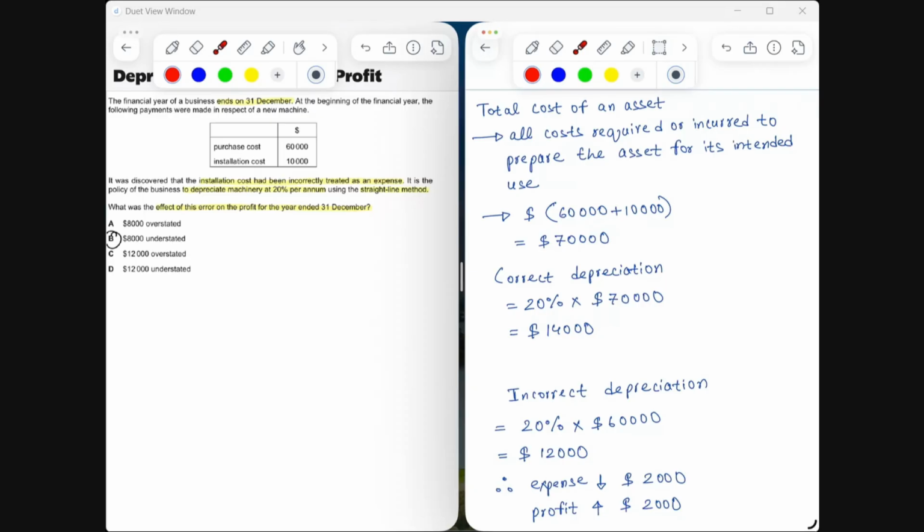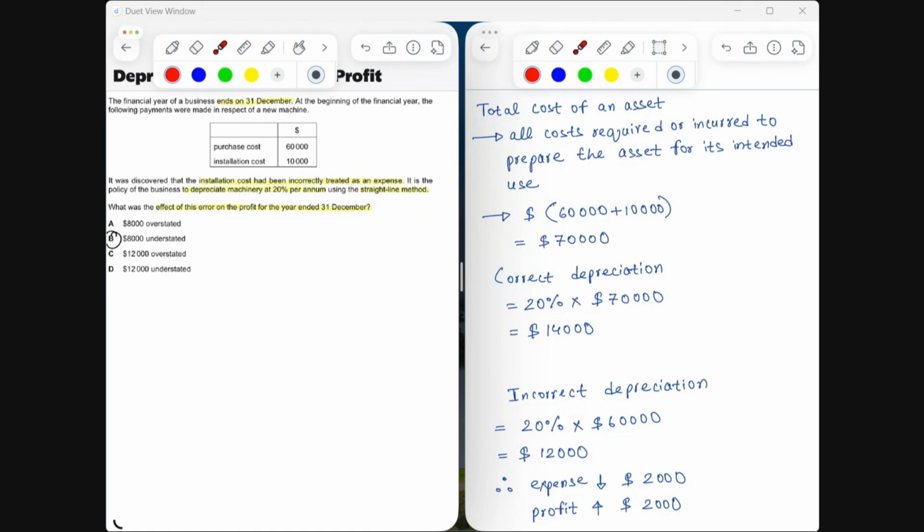So let's begin. The financial year of a business ends on 31 December. At the beginning of the financial year, the following payments were made in respect of a new machine. So in the table, we're given the purchase price of $60,000 and the installation costs of $10,000. It was discovered that this installation cost had been incorrectly treated as an expense. It is the policy of the business to depreciate machinery at 20% per annum using the straight line method. What was the effect of this error on the profit for the year ended 31 December?